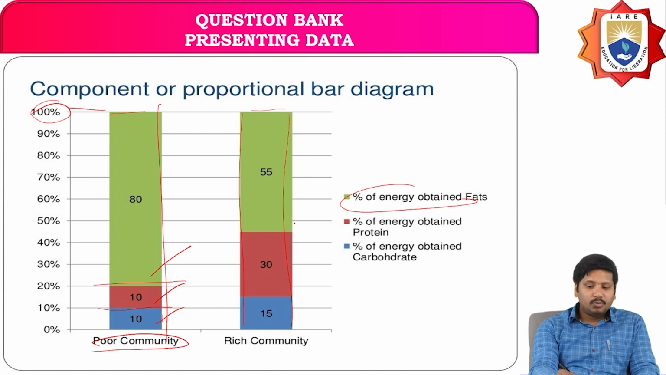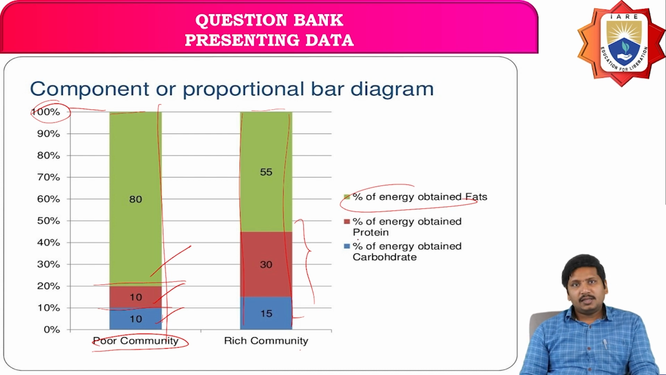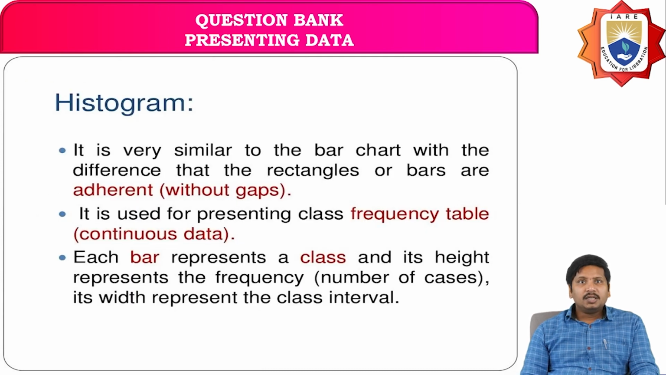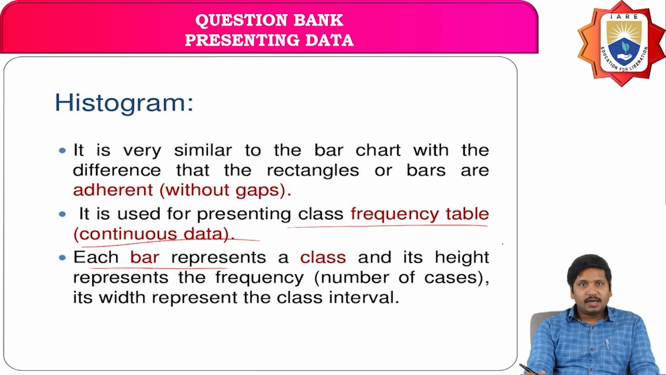Similarly, what should be the proportion of the proteins, fats, and carbohydrates in the rich community, how it will be. So like this, I can segregate the data in the bar itself, which is going to be divided into different sections. Our next one is the histogram. It is very similar to the bar chart, with the difference that the rectangles or bars are adjacent without gaps, and it is used to present a frequency table that is continuous. Here each bar represents a class, and the height represents the frequency in a class interval.